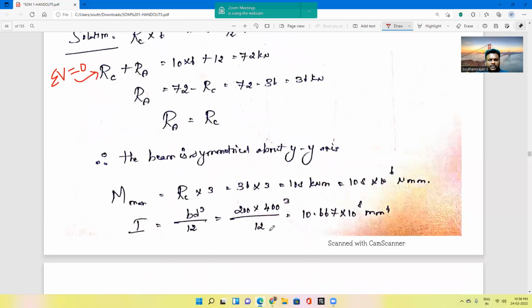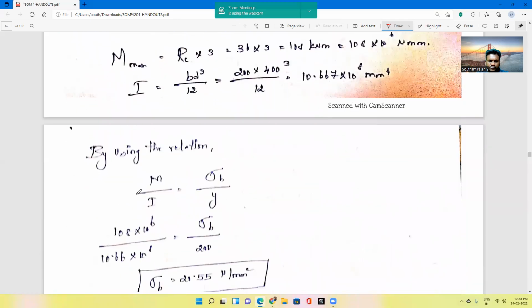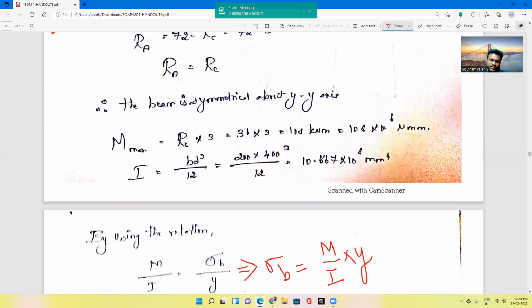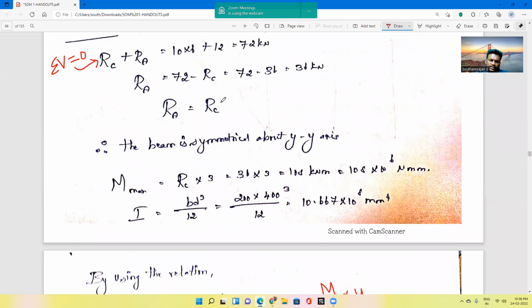Next, according to the theory of simple bending, M by I equal to sigma B by Y. From this relationship, sigma B equal to M by I into Y. So we want to find all three values one by one according to the cross section. First we will calculate the moment of resistance M value. For that we have calculated the reactions.